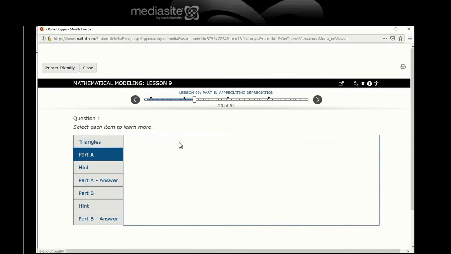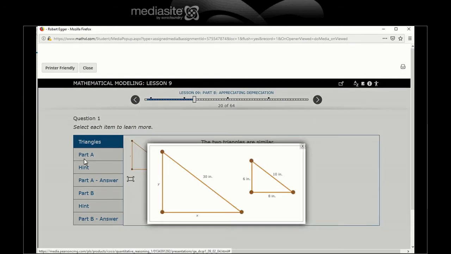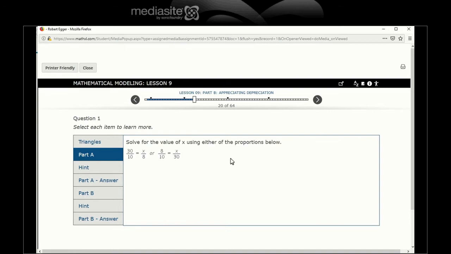Okay. So part A. Solve for the value of x using either of the proportions below. So, like I said, this is the one I went with. I tend to go with, basically, I like using the triangle, comparing the sides across the triangle. So we're looking at the corresponding sides. And if I do that, let's see, to get x, multiply both sides by 8.